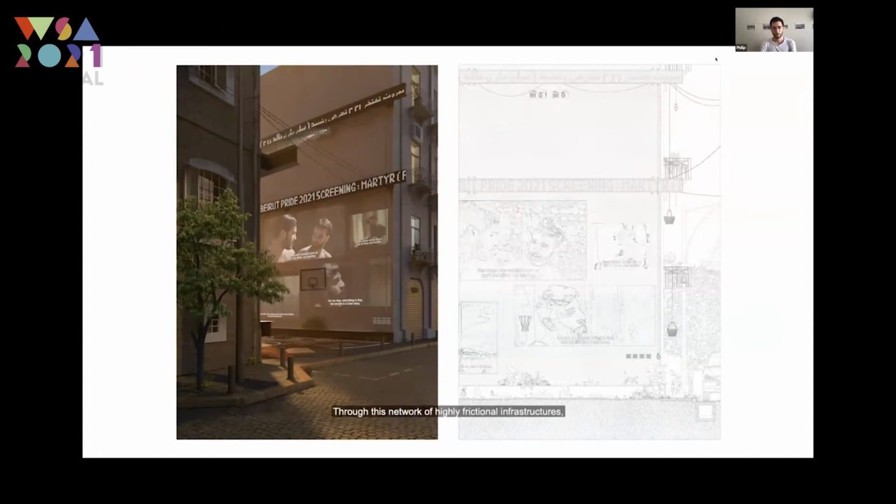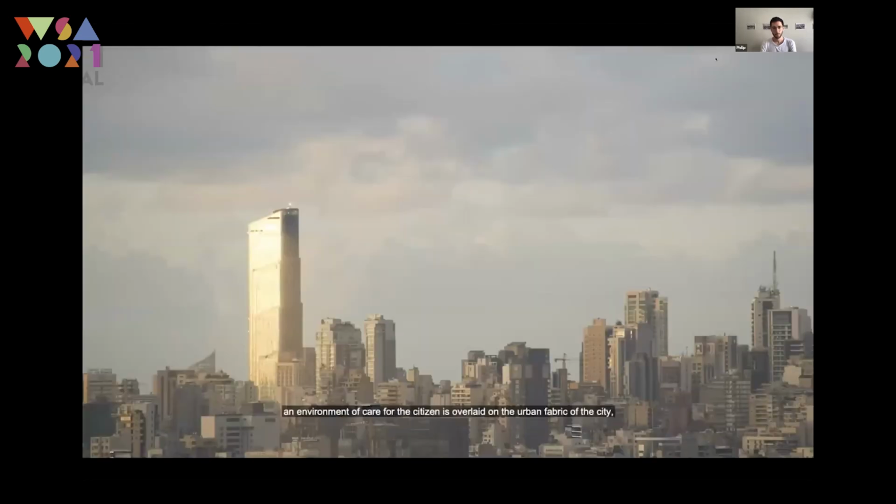Through this network of highly frictional infrastructures, an environment of care for the citizen is overlaid on the urban fabric of the city as a response to the collective anxieties of living in this uncaring neoliberal country, setting an important precedent for the potential future development of public infrastructures.